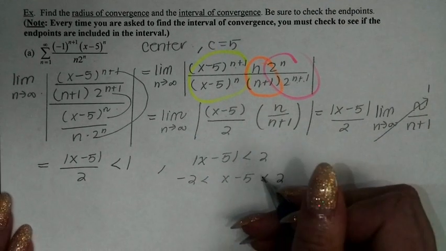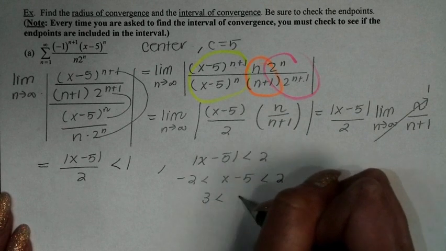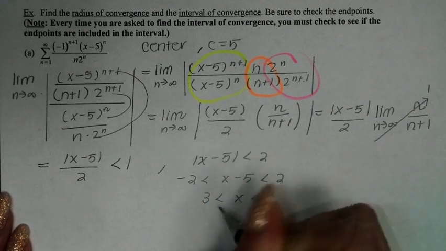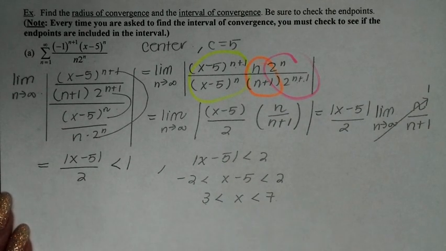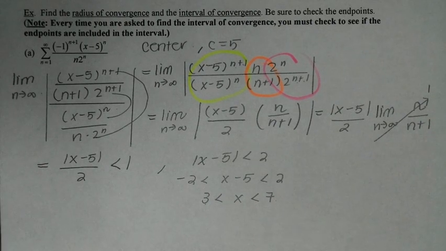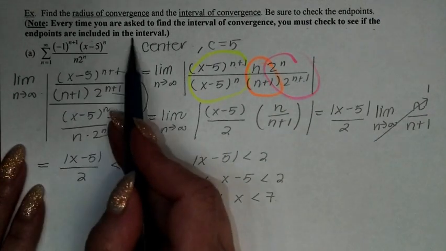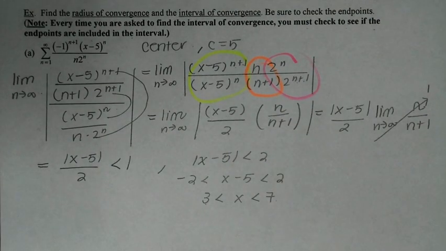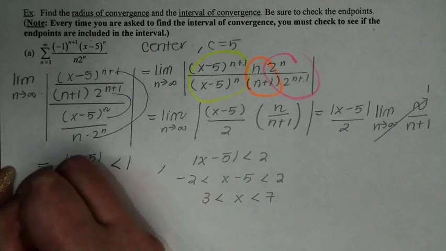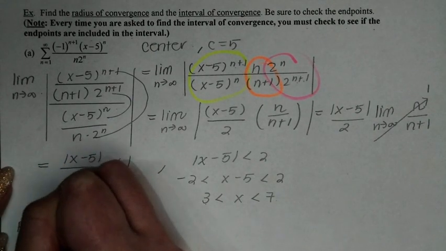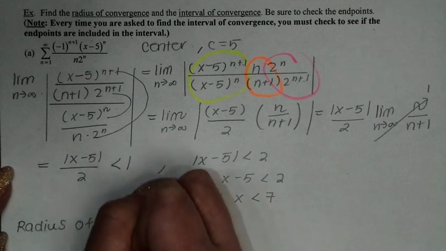Then you add the 5 to the 3 pieces, and then you have that here the x is in between 3 and 7. Now you might tell me, hey, is that my interval of convergence? Am I done? Well, not really. Why? Because, read the warning here, you must check to see if the endpoints are included in the interval or not. At least what we can find at this point is the radius of convergence. So, what is your radius of convergence?